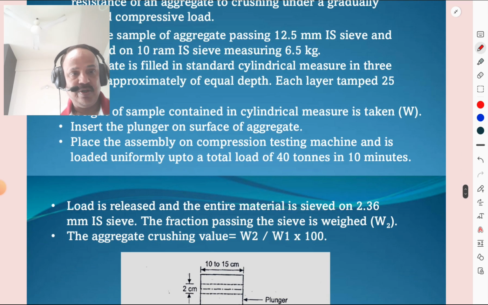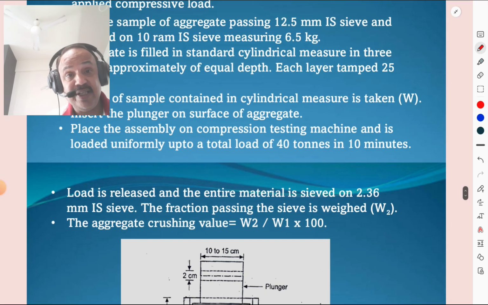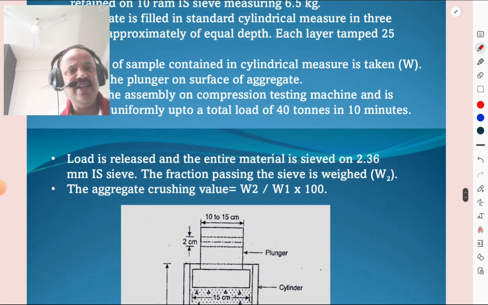Insert the plunger on the surface of the aggregate. Place the assembly on the compression testing machine and load it uniformly up to a total load of 40 tons in 10 minutes. Load is released and the entire material is sieved on 2.36 mm ISU.